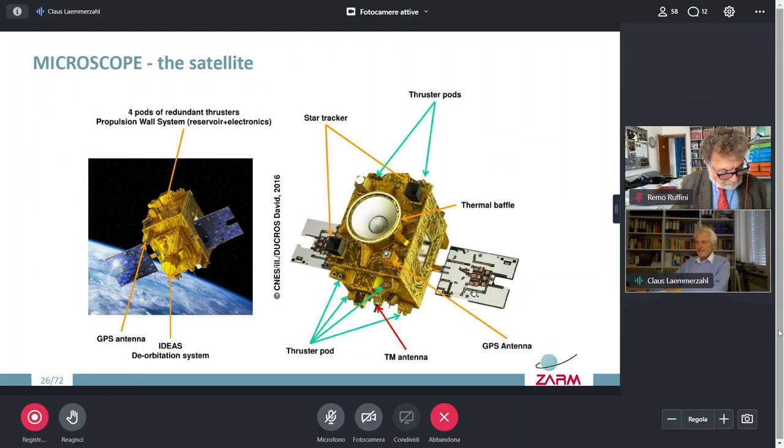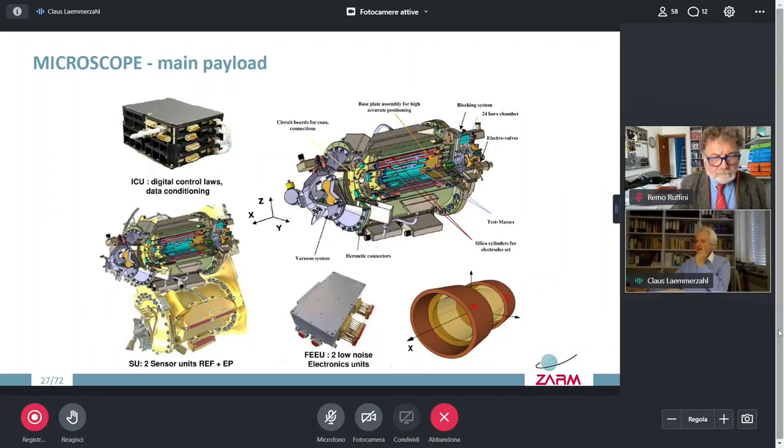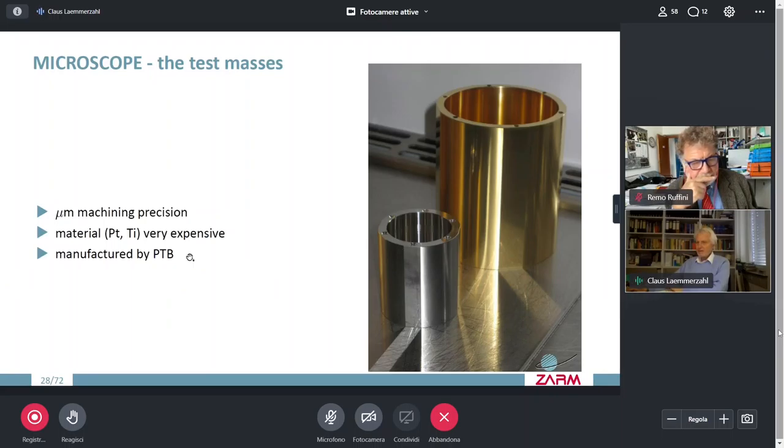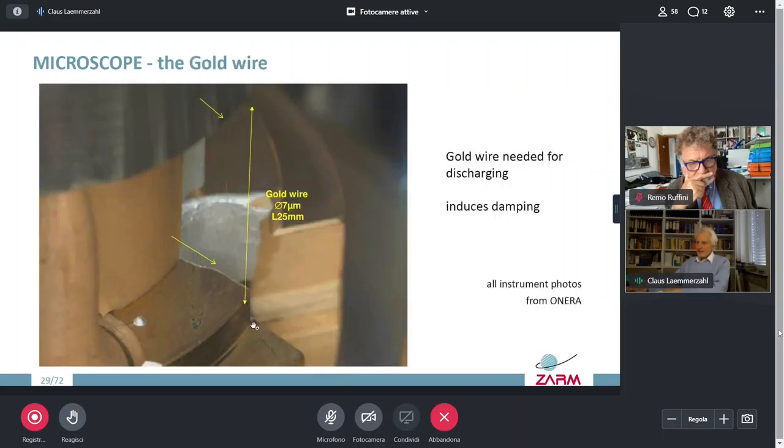So this is the satellite. It's practically 1 cubic meter with all you need for that. You see the test masses here, the accelerometer. One of these differential accelerometers looks really complicated, and there are two of them flying in space. These are the test masses. They have to be manufactured in a very precise way. This could only be done by the PTB in Braunschweig. The materials are very expensive, and you need to machine them with micrometer precision. An essential feature was a gold wire between the two test masses, a gold wire of 7 micrometer diameter. You need that in order to avoid charging, which of course would spoil the experiment. So this was a crucial component of the whole setup, and it required special treatment.